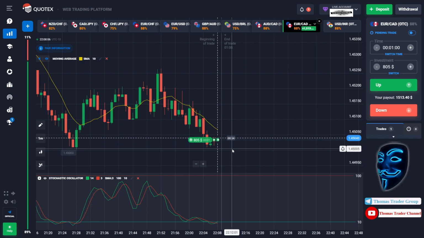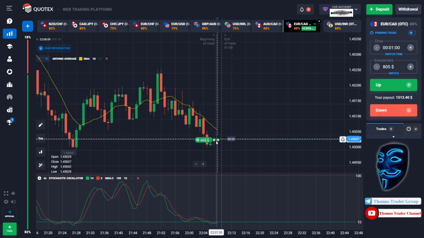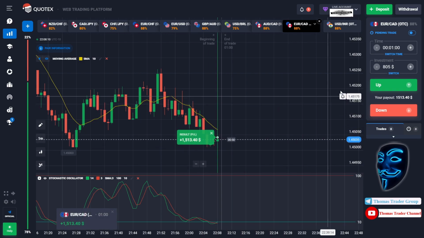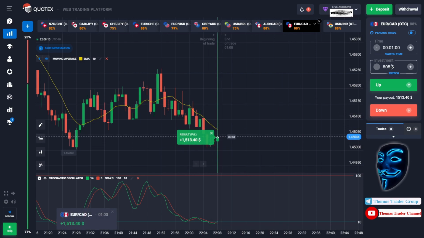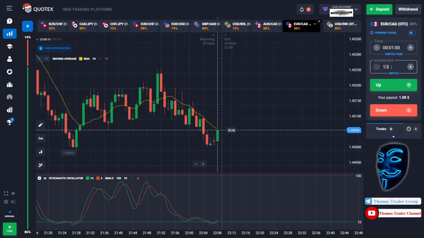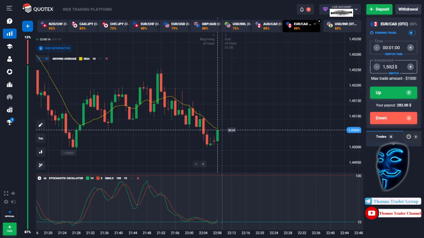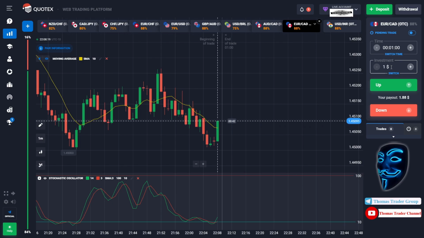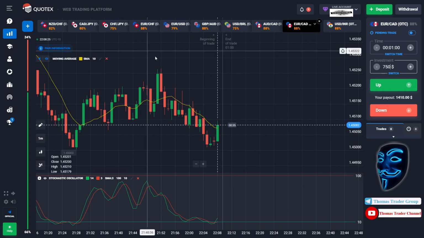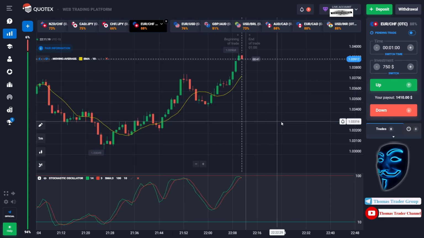We made a right prediction over here. We made a profit of $1,500 since the max trade amount is only $1,000. Let's divide it into two. We will open two positions of $750 in the next open position. Over here we can open sell for 1 minute.